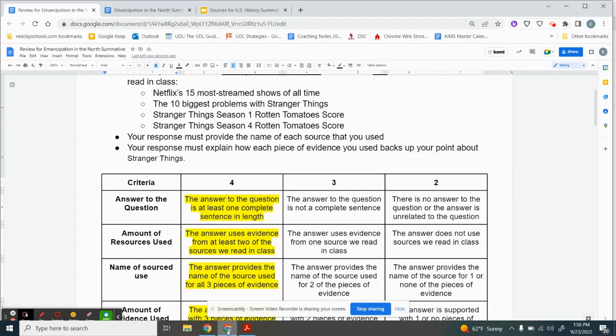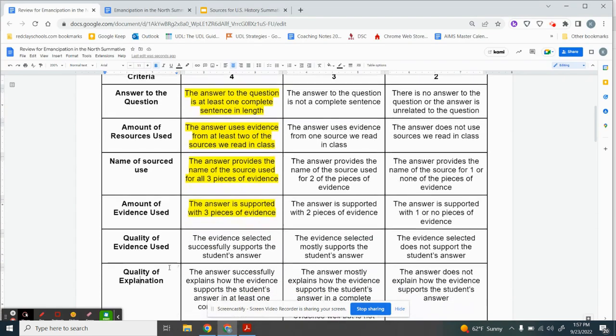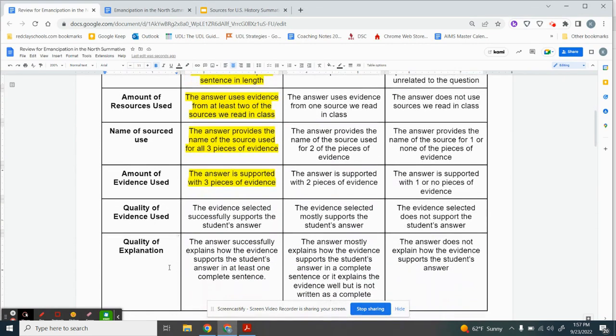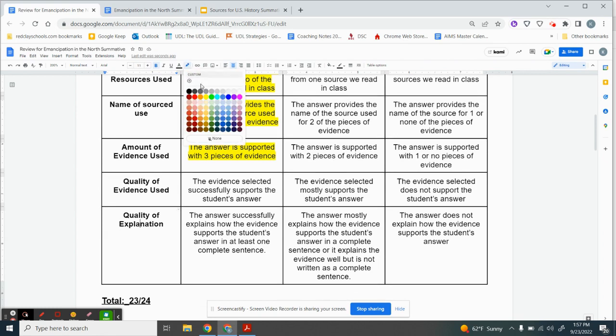So first, we're just thinking about the evidence. Do all 3 pieces of evidence that were provided support the idea that Stranger Things is not the best show? Does the evidence mostly support this student's answer that Netflix is not the best show? Or does the evidence not support the answer at all? If you scored this student with a 4, I agree with you. I think all of their evidence really beautifully supports that Stranger Things is not the best show.